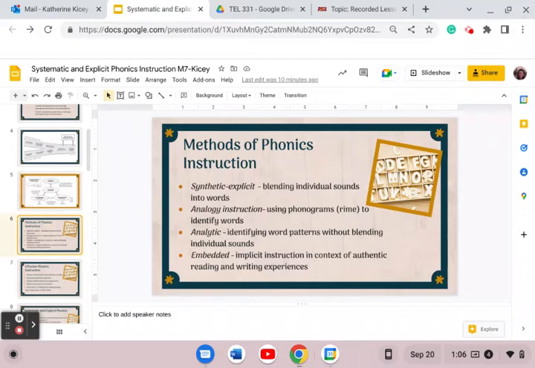So methods of phonics instruction, and we've talked about some of these before, but synthetic is blending individual sounds. Analogy instruction is using phonograms, so rhymes, to identify. Analytic is identifying word patterns. And embedded is implicit instruction in the context of authentic reading and writing experiences.